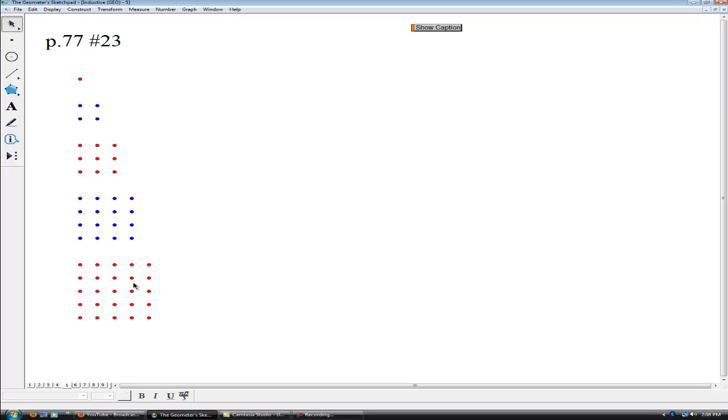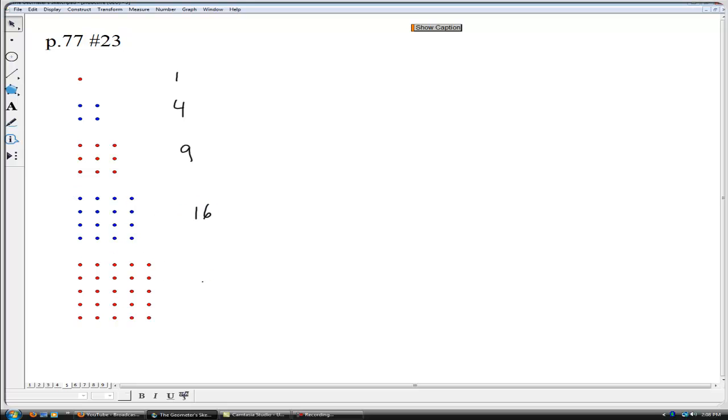Okay, now page 77 at the very bottom, number 23. This problem was very confusing, so what I did was I sort of rearranged it and changed the instructions a little bit to help you see what was being asked. So let's first look at these patterns here, and what we have are square numbers. This is 1 times 1. This is 2 times 2. 3 times 3. 4 times 4.